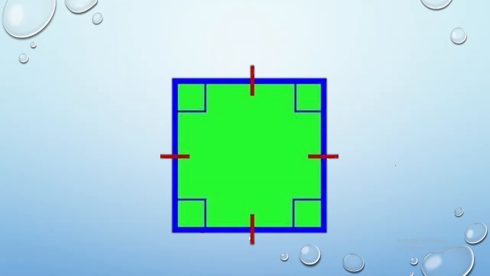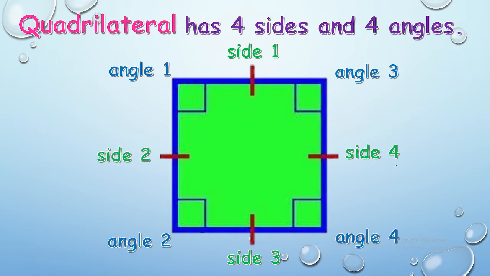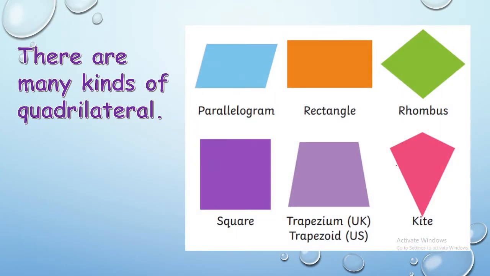Okay. Next, let's talk about the quadrilateral. What can you say about a quadrilateral? It has four sides and four angles. It means there's side 1, side 2, side 3, and side 4, and you have angle 1, angle 2, angle 3, and angle 4. No matter how long a side is, if the side is short, straight or slanting, whatever it is, as long as there are four sides and four angles, it is a quadrilateral.